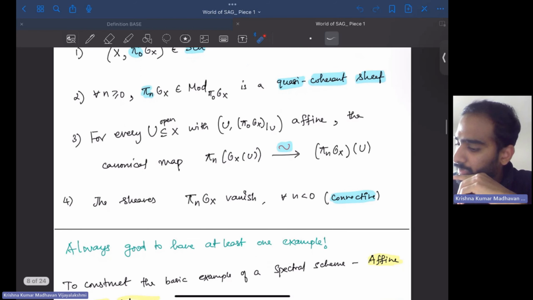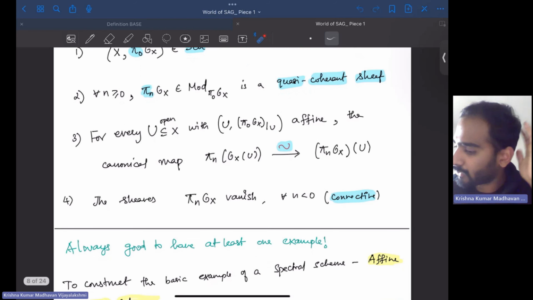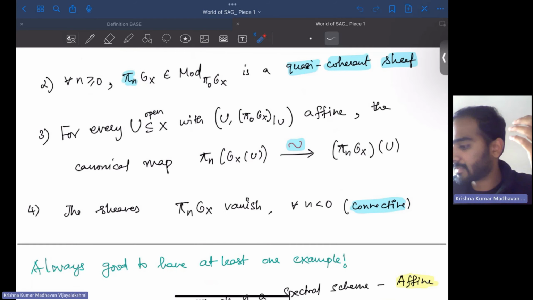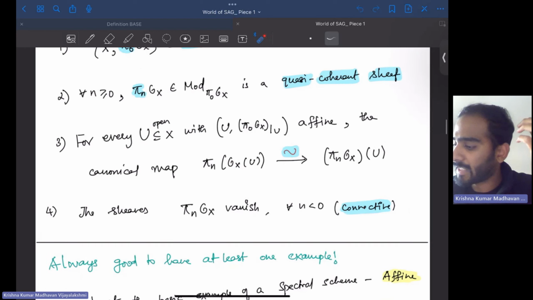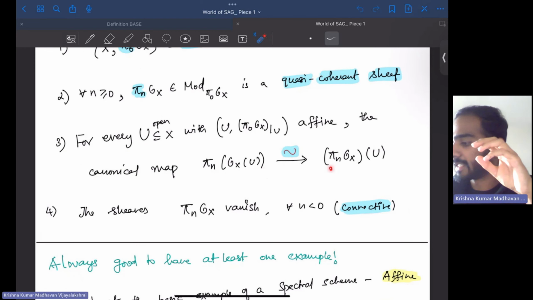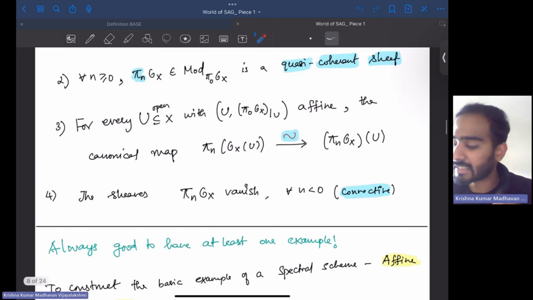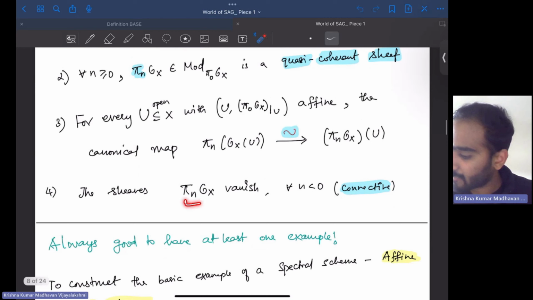And locally, there is a condition on this. So for every open set U, if you restrict this sheaf, then it has to be an affine scheme, like one categorical affine scheme. And there is the canonical map between taking pi n of a sheaf and taking the pi nth sheaf. They have to be somehow the same. Like it has to be isomorphic up to some coherent data. And then finally, each of the pi n's should vanish for n less than 0.